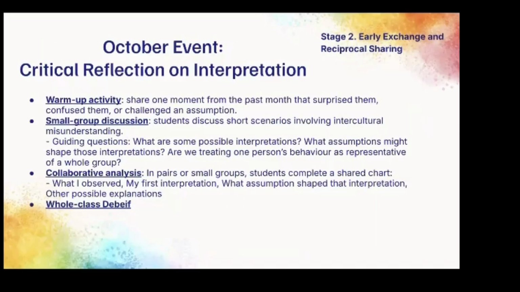And for October, we shift to reflecting critically on how students interpret intercultural encounters. The activity begins with a short warm-up where students share one moment from the past month that surprised or confused them. Then in small groups, they discuss short scenarios involving intercultural misunderstanding. They consider questions like, what are some possible interpretations? Are we treating one person's behavior as representative of a whole group? And finally, students complete a collaborative analysis chart and take part in a whole class debrief.